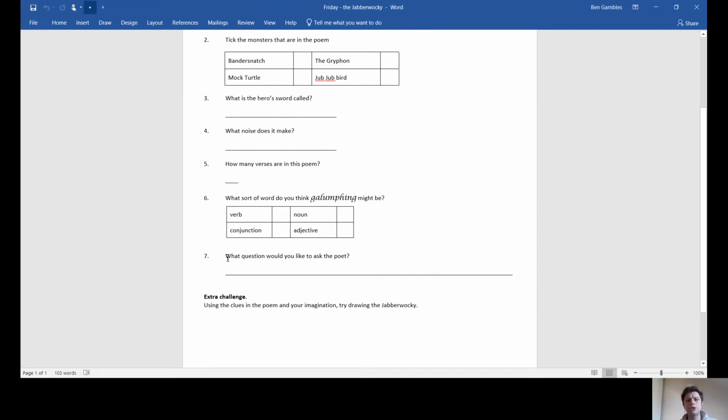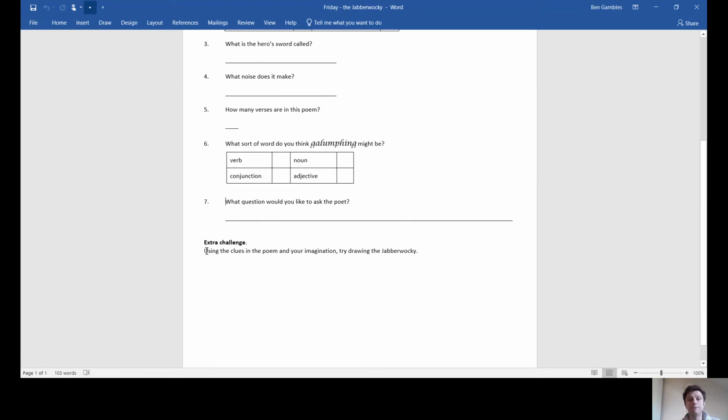For number 7, what question would you like to ask the poet? So again, this is quite an old poem. So sadly, the poet Lewis Carroll is long dead. But this poem makes me think of some questions I would like to ask him. So have a think of a question you would like to ask Lewis Carroll, the poet, and make sure you include a question mark at the end.